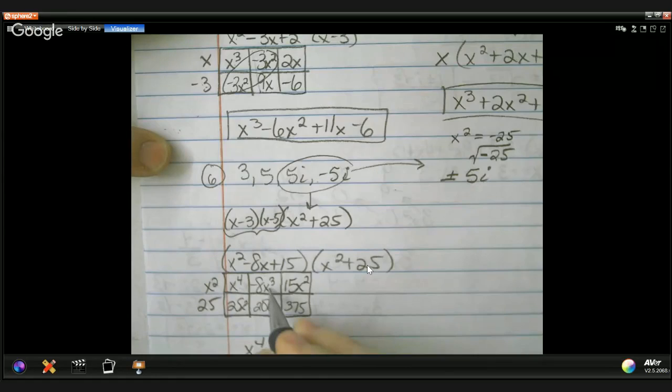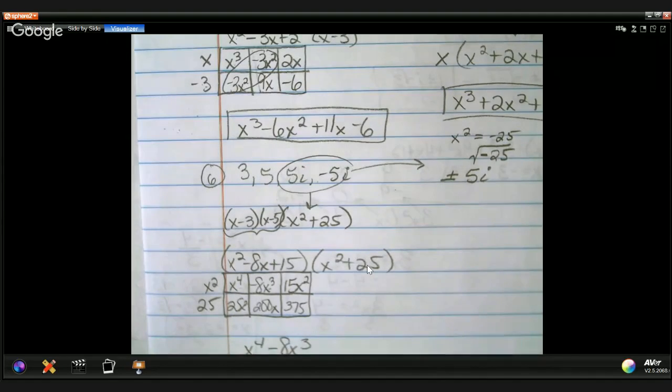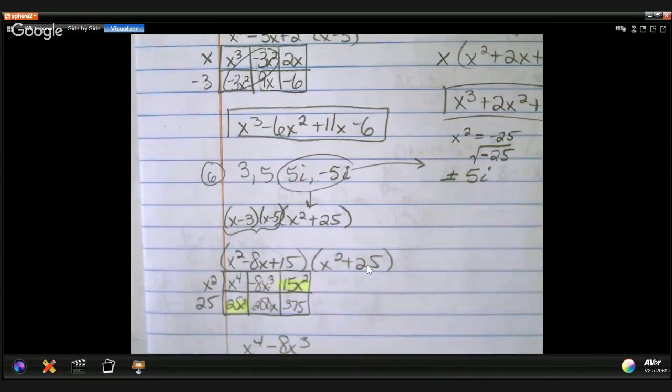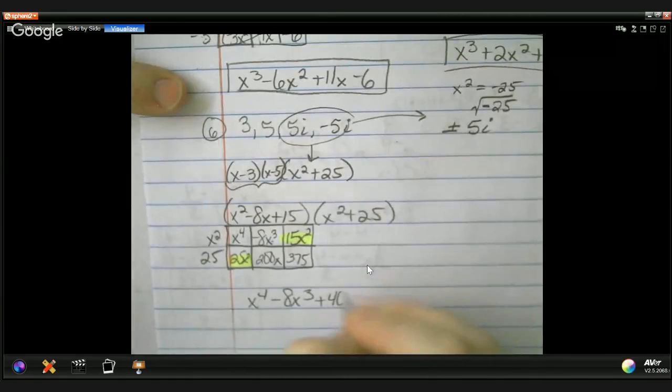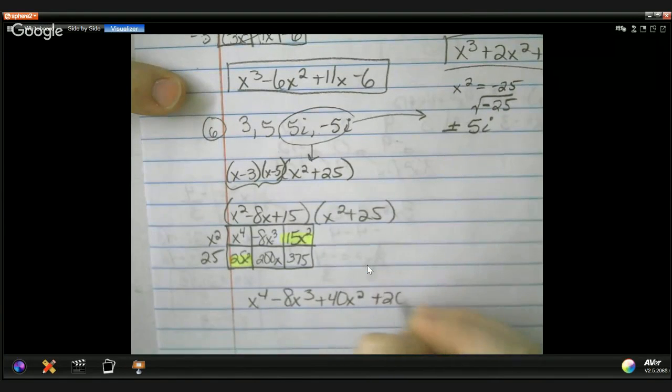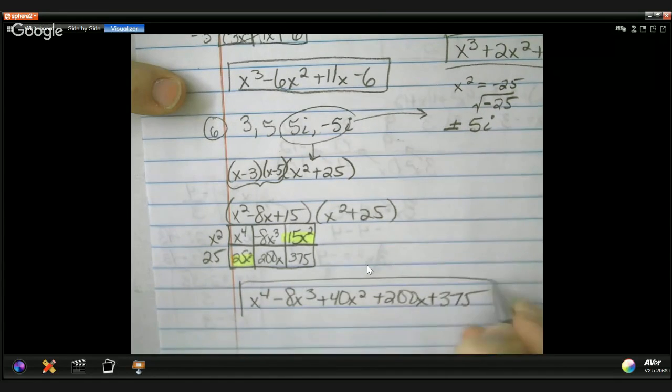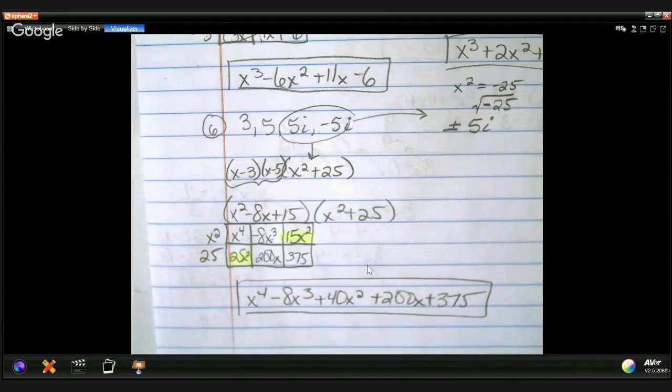Then I have an x to the 3rd. My x squares that can go together are here and here. And so 25x squared plus 15x squared is 40x squared. Then I have a 200x, and then I have a 375. And so that's the polynomial function for that.